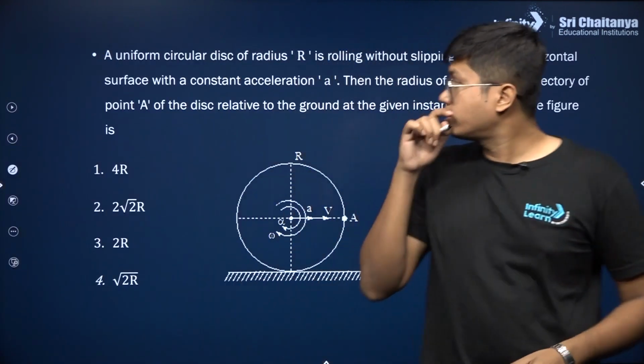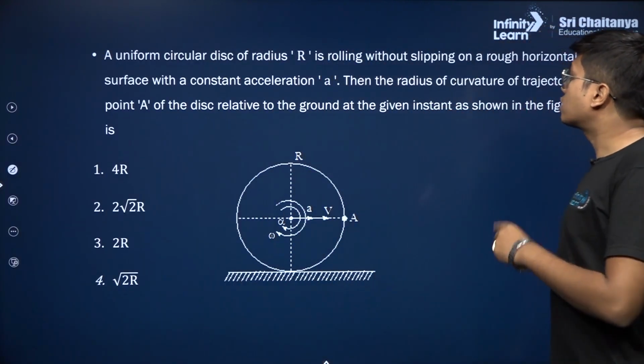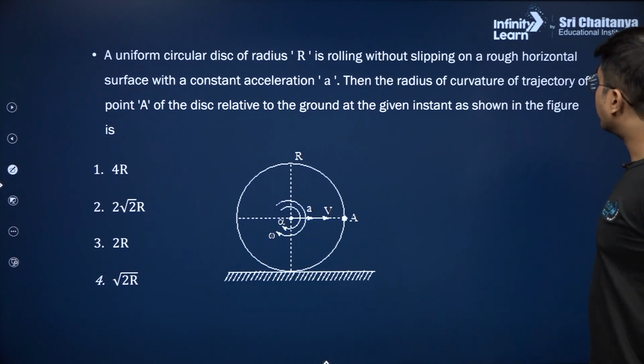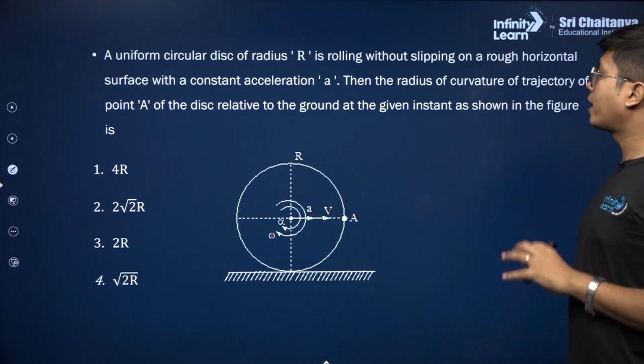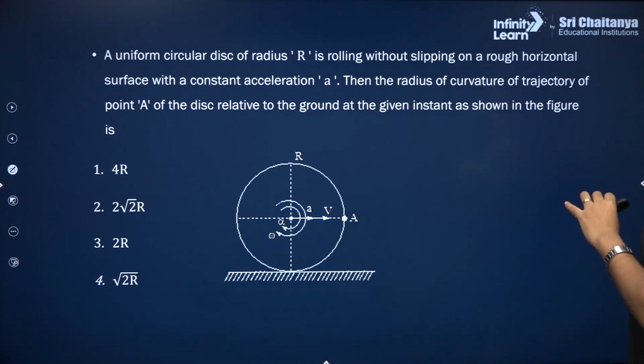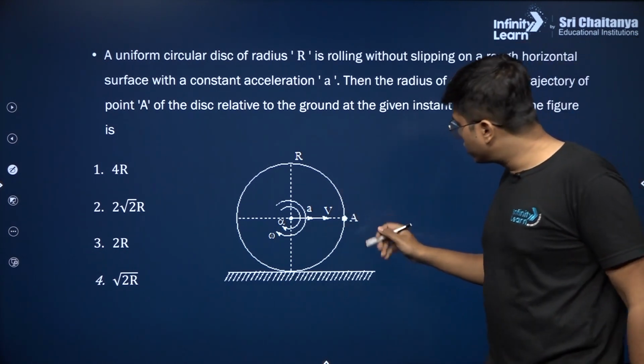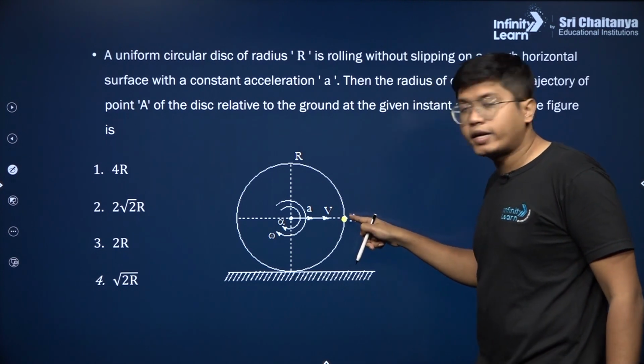Let's look at the next question. It says that a uniform circular disc of radius r is rolling without slipping on a rough horizontal surface with a constant acceleration a. Then the radius of curvature of trajectory of the point A of the disc relative to the ground at the given instant shown here. So we want the radius of curvature of the motion of this point A over here.